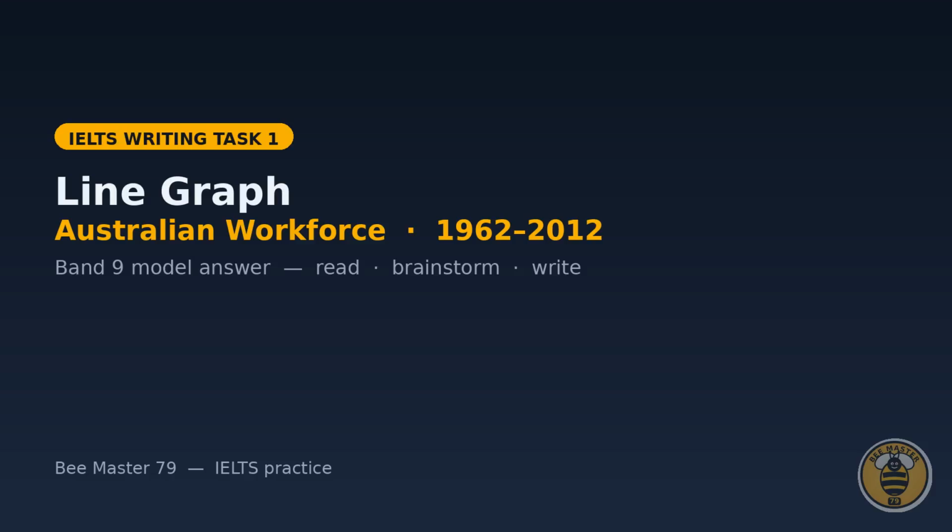Welcome to bmaster79. In this video we tackle an IELTS writing task 1 line graph. It shows the share of the Australian workforce across 5 industries from 1962 to 2012. We'll read the graph together, brainstorm it, and then build a full band 9 model answer.